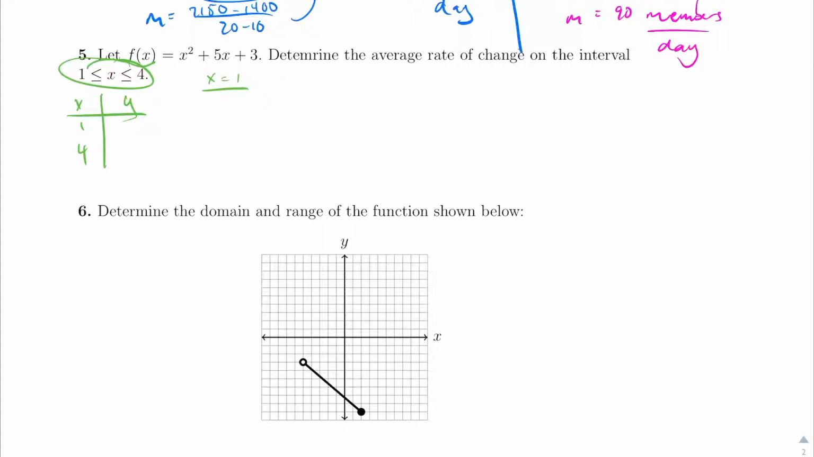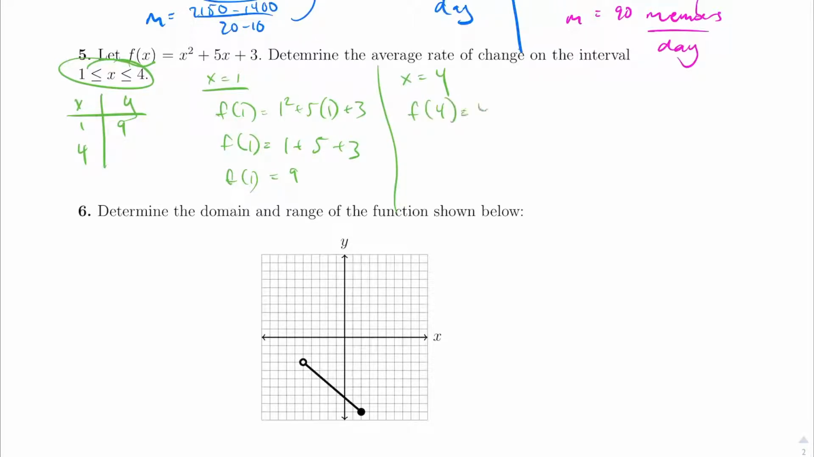So when x is 1, f of 1 is equal to 1 squared plus 5 times 1 plus 3. F of 1 is equal to 1 plus 5 plus 3. F of 1 is equal to 9. So the output value is 9. When x is 4, we plug 4 in. We get f of 4 is equal to 4 squared plus 5 times 4 plus 3. F of 4 is equal to 16 plus 20 plus 3. F of 4 is equal to 39.